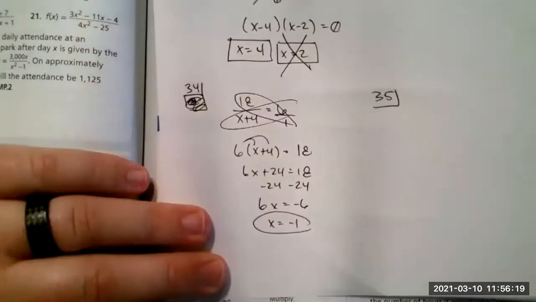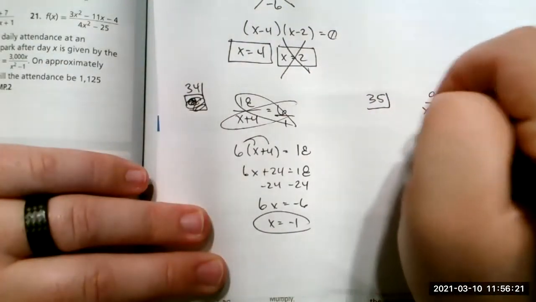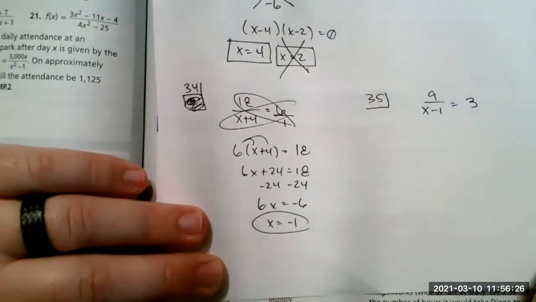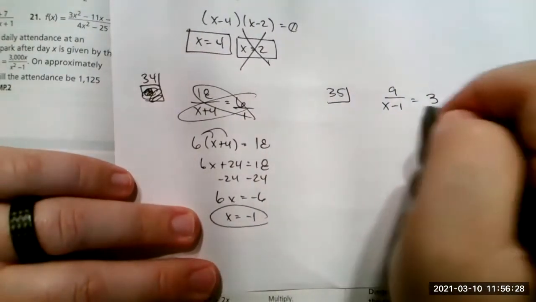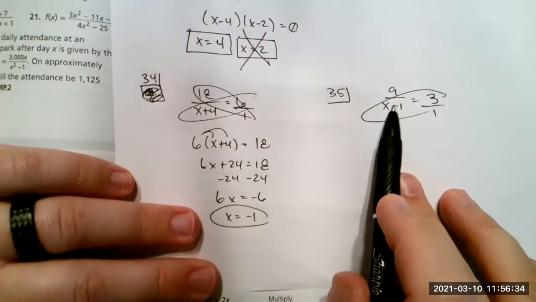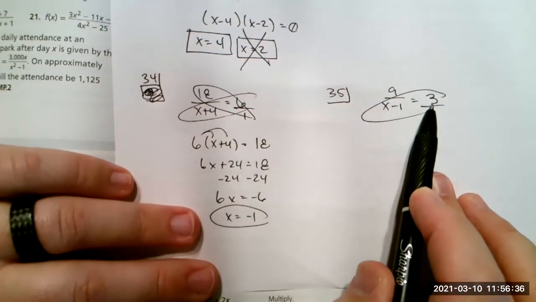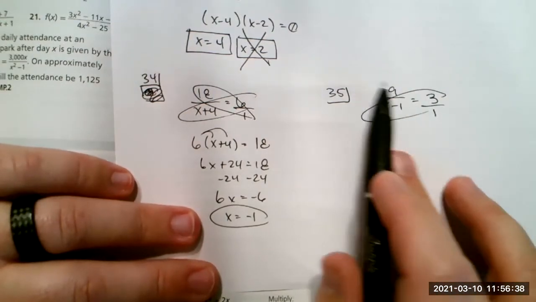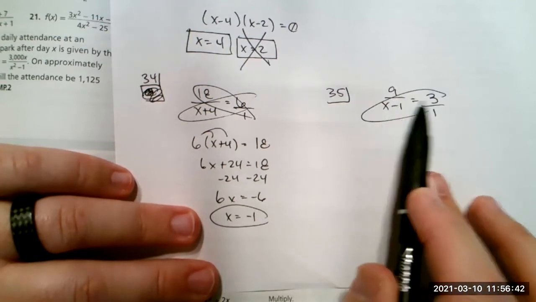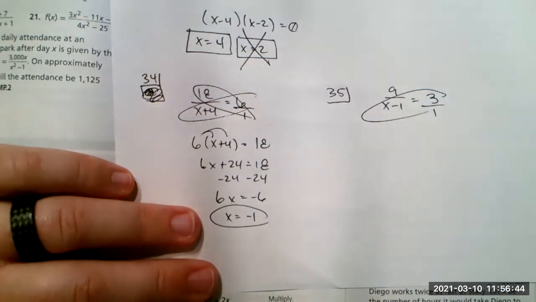35, 9 over x minus 1 equals 3. Same situation. I'm going to think about this as 3 over 1. So I'll do the cross multiply. The only time you could do the cross multiply is if you have a single term equal to a single term. So if I had two fractions over here, I couldn't do cross multiply.